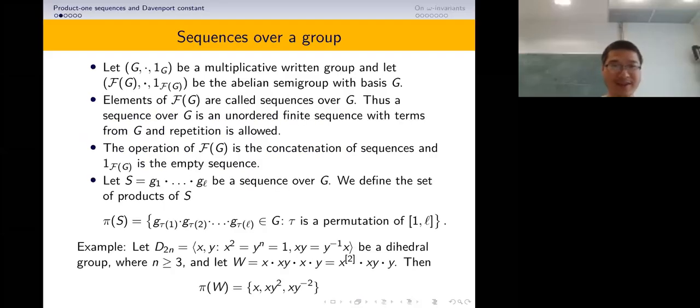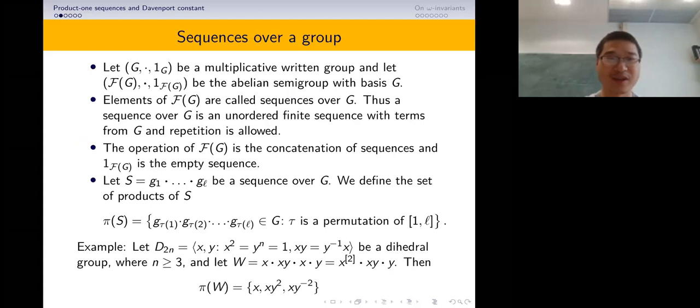First, we let G be a multiplicative group, and let F(G) be the free abelian semigroup with basis G. Since G and F(G) both have operations, we use a dot to denote the multiplication in G, and we use a bold dot to denote the multiplication in F(G). And we call the elements of F(G) sequences over G.